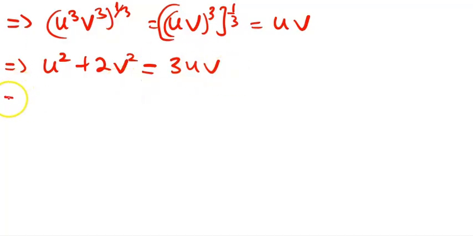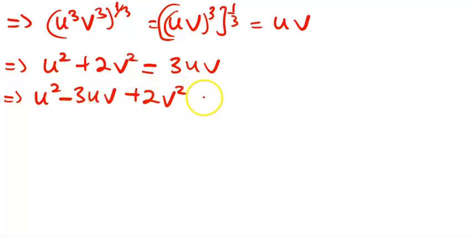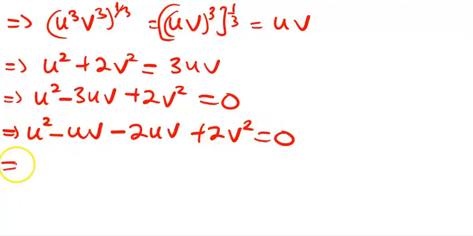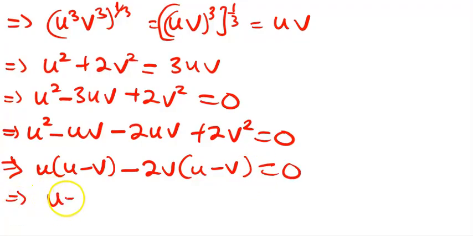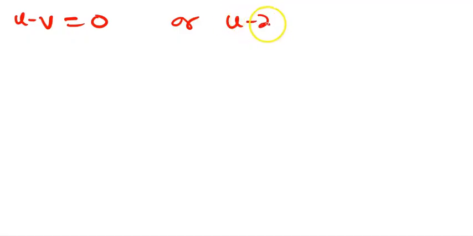Let's move everything to the left hand side. So you have u squared minus 3uv plus 2v squared is equal to 0. This is quadratic in u, and so we can factorize. So we have u minus v times u minus 2v equal to 0. It happens that way, so we say that u minus v equal to 0 or u minus 2v equal to 0.